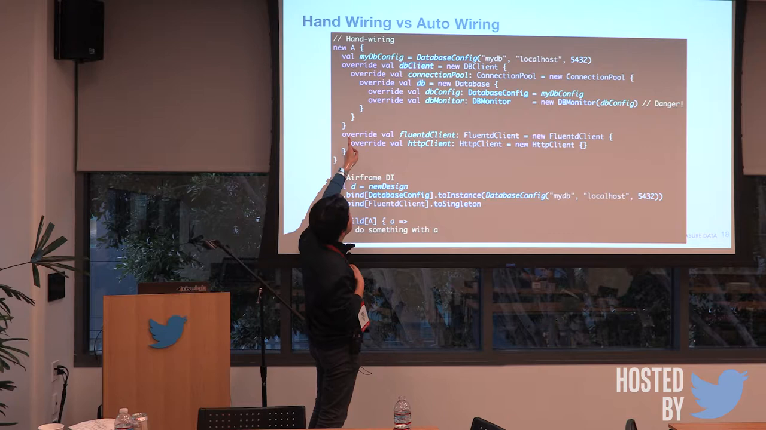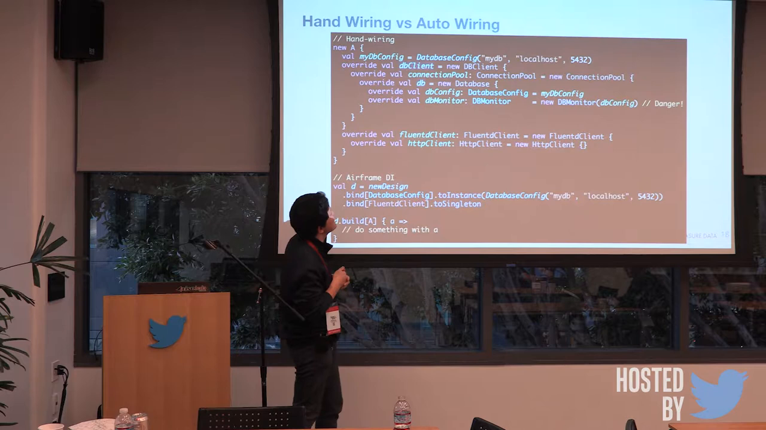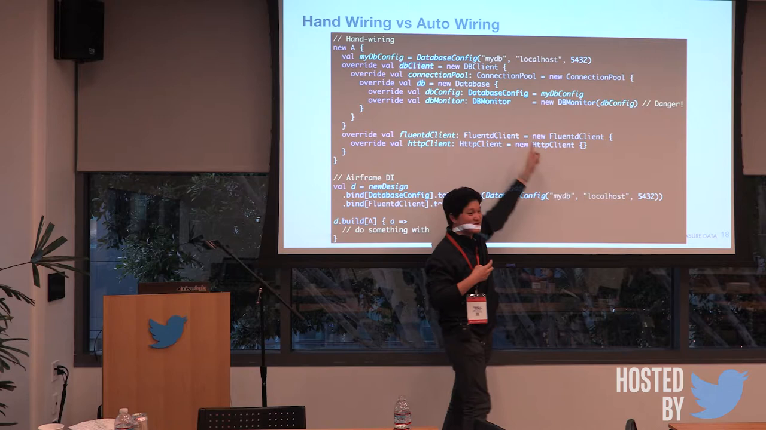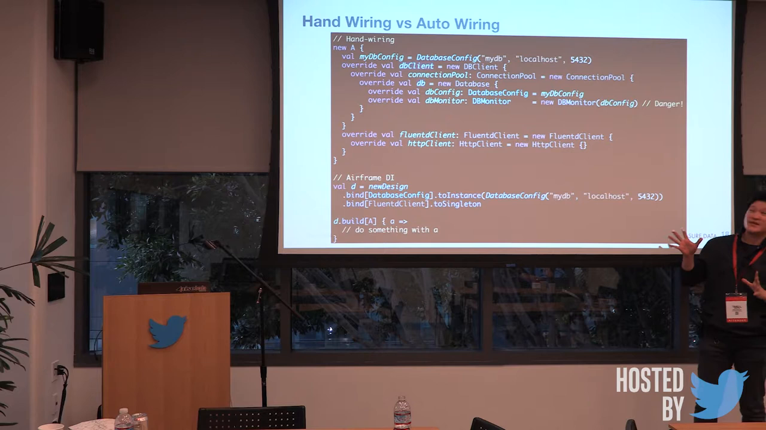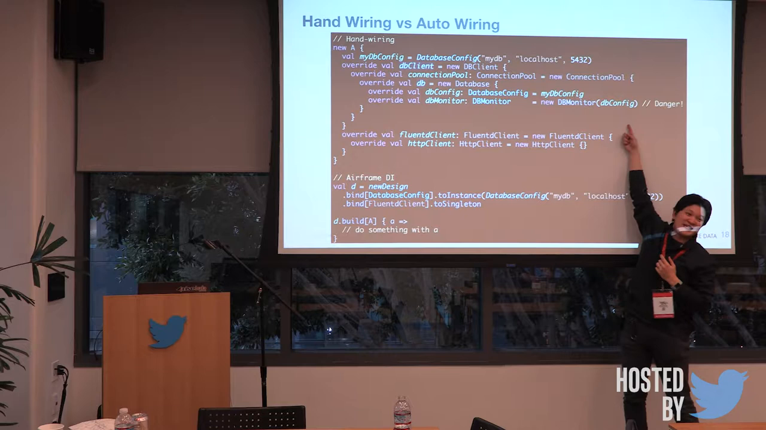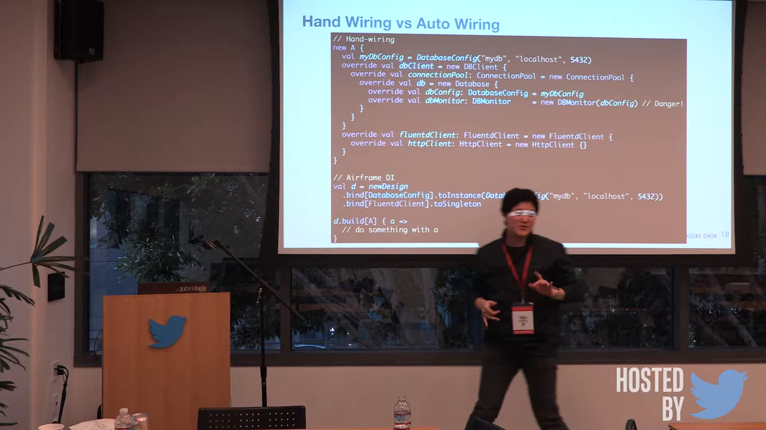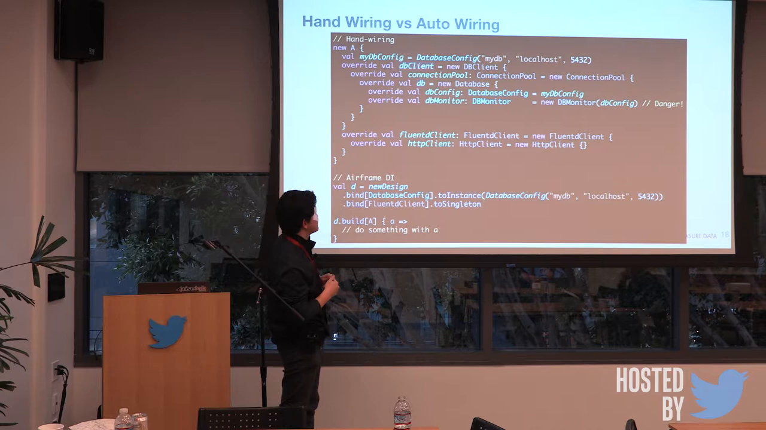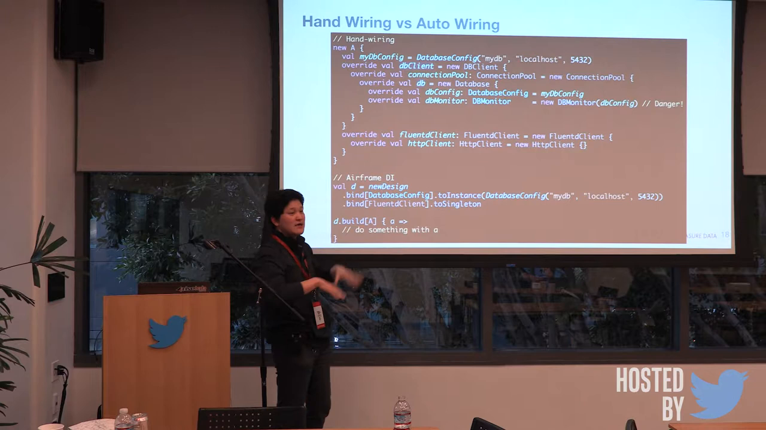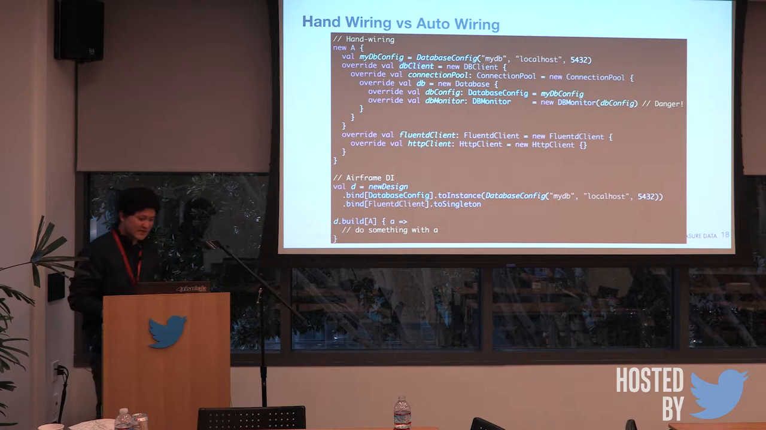To define a database service A, which uses a database client and a Fluentd client, probably you need to pass some configuration to the connection pool, the database connection configuration. But you also need to care about the initialization order of configuration because, for example, when creating a database monitor instance, there's no guarantee that the database configuration is initialized here. So probably you need to use a lazy variable or something to delay the initialization. But if you use Airframe, you can hide this complexity behind the scenes. So that is one of the advantages of using Airframe.